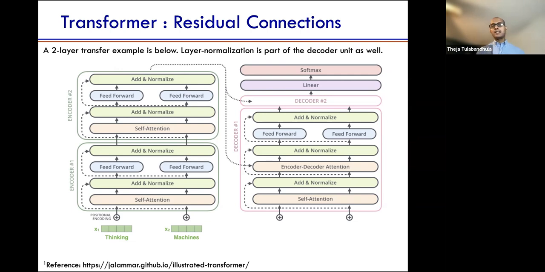From those final Z1 and Z2, we also create queries, keys, and values. In fact, the encoder's output produces 1 query per word, 1 key per word, and 1 value per word. Those are the ones that are passed on to the decoder. And where do they enter the decoder? They enter via the encoder-decoder attention.